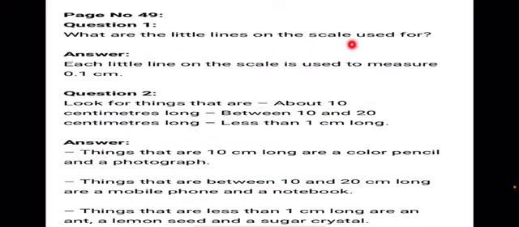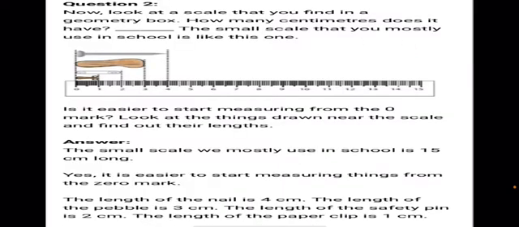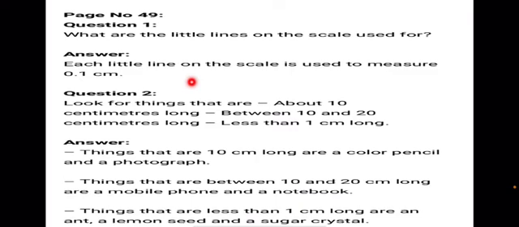Now what are the little lines on the scale used for? As you can see on a scale there are some small lines given over here. These small lines are called the millimeters and this one big line will be the centimeter. So each little line on the scale is used to measure 0.1 centimeter.